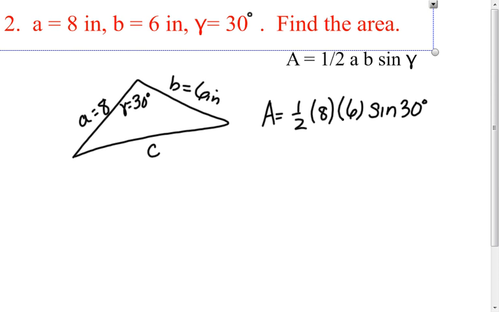You can stick that into your calculator just like you see it. Make sure your calculator is in degree mode, or you're not going to come up with the right answer. The area should come out to be 12, and I gave you units this time, so 12 inches squared. Units are always squared when you're dealing with area.